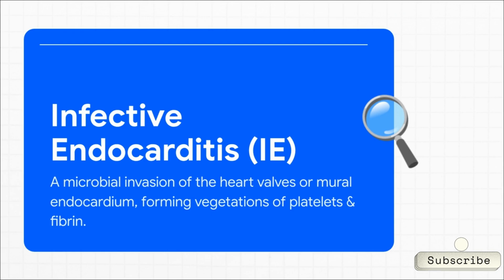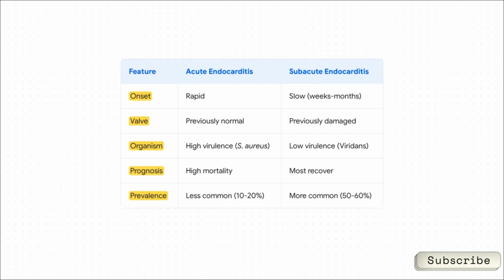the valves. The key result of this invasion? The formation of these things called vegetations, which are basically these nasty little clumps of platelets, fibrin, and the microbes themselves, all stuck together. Now pay attention here, because this is a classic exam question, the difference between acute and subacute endocarditis. Think of it like this.